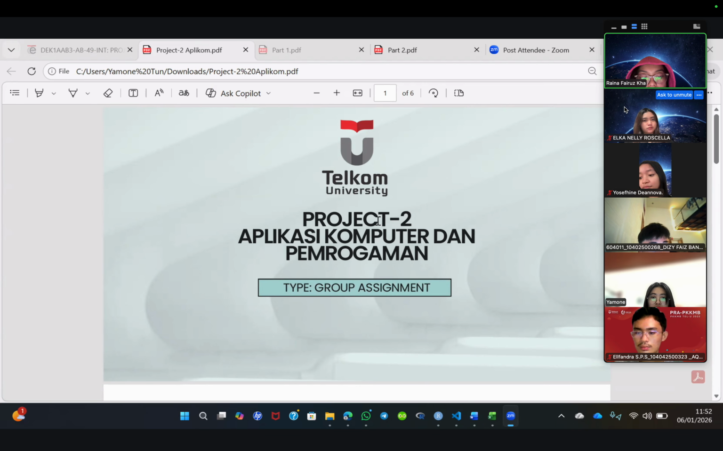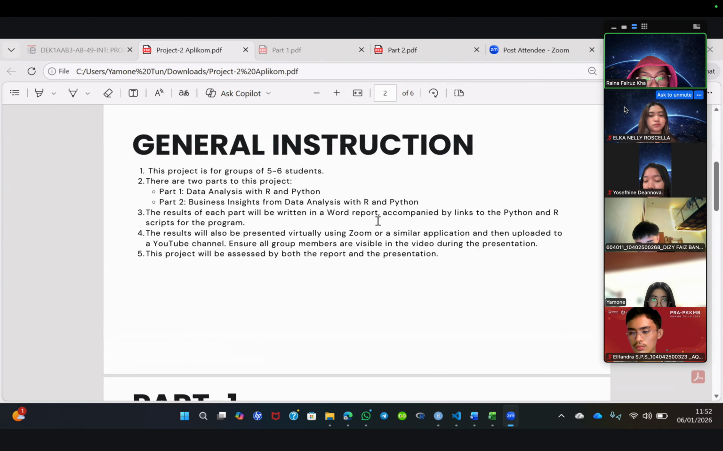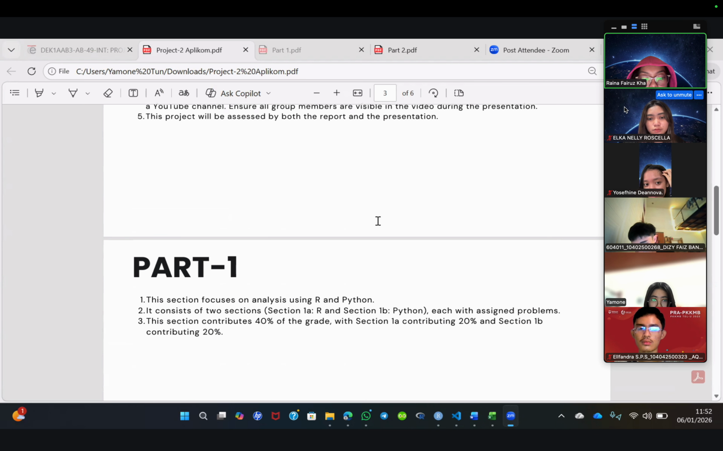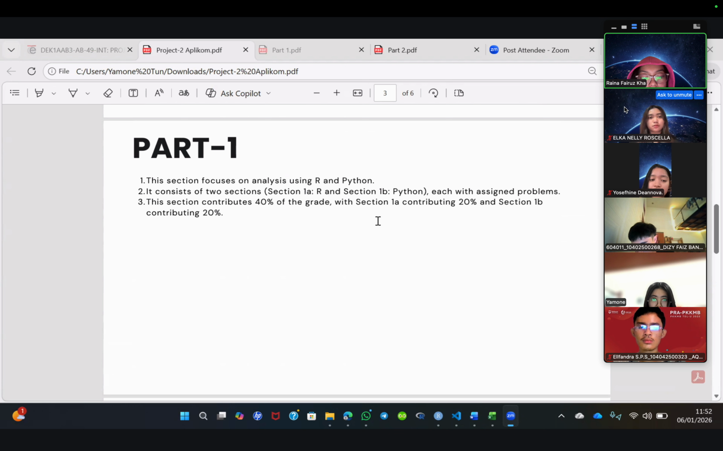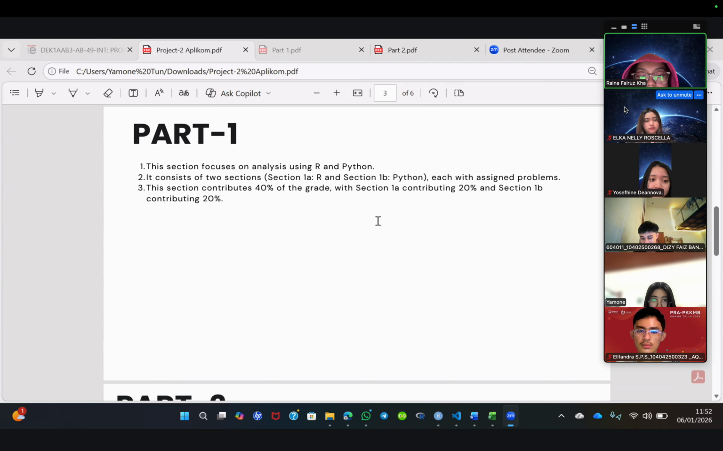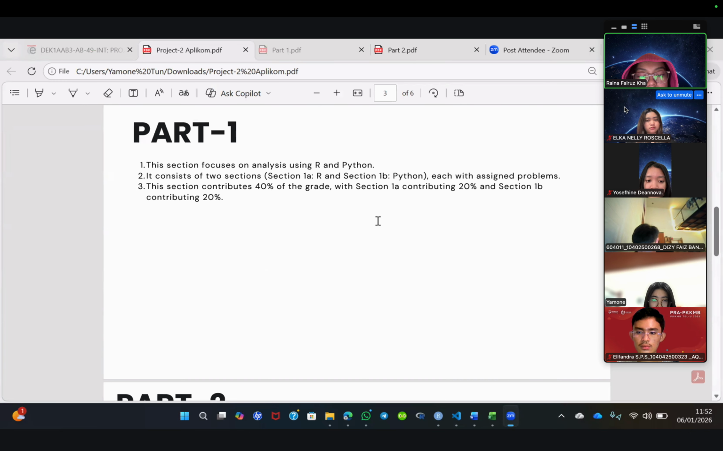This project was divided into two parts. Part 1 used Python and R to clean and prepare the dataset, and Part 2 used R to analyze the financial performance. The purpose of Part 1 is to clean and analyze financial data using Python and R. Python is used to prepare accurate data, and R is used to calculate profit and analyze financial performance. So the result can support better business understanding.